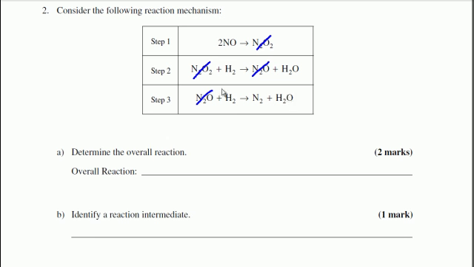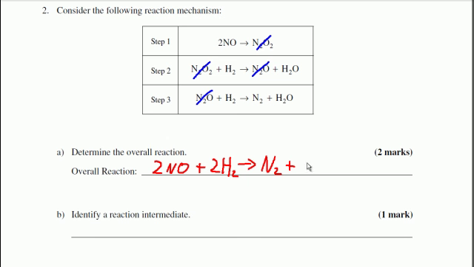And we're done canceling. So we then just combine everything, pretty much add everything up and make our overall reaction. So 2NO plus, now we have H2 and H2. We have 2 of them, so we can just write 2 H2s. And then our arrow, N2.